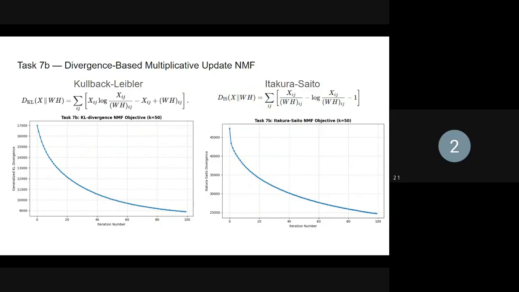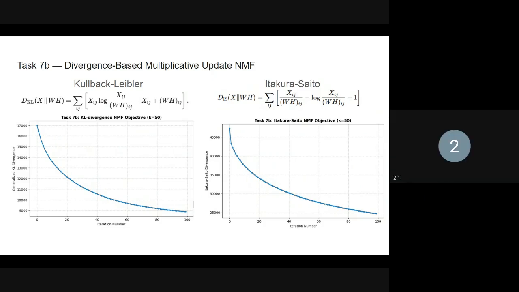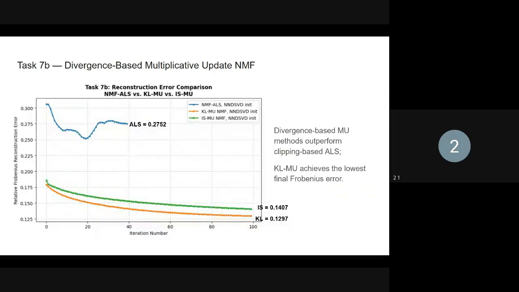And these are the divergence plots. Do you have the results of the approximation for this as well? Yeah, and it's in the next page. Okay. Let's see. The plot is like IS and KL are very close.